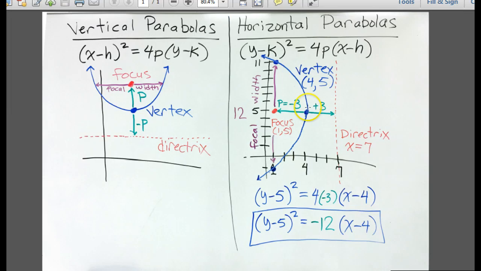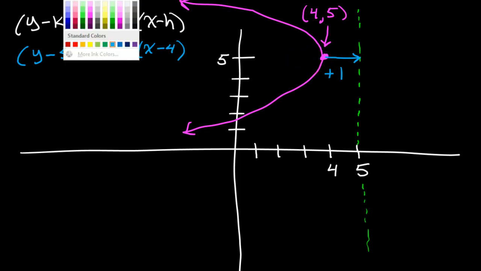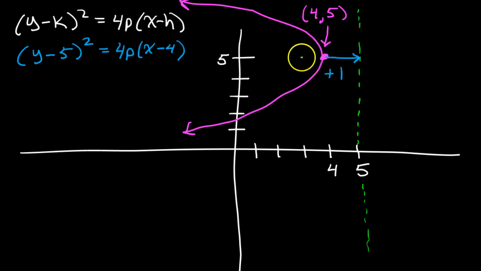We have learned that the distance to the directrix and the distance to the focus are the same. Only one will be positive and one will be negative. They're opposites. So if the distance to the directrix is positive 1, then the distance to the focus should be negative 1. In other words, if I go left 1 unit, that is going to give me the focus.